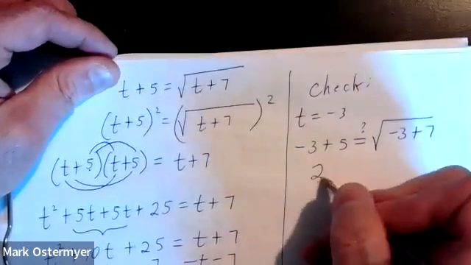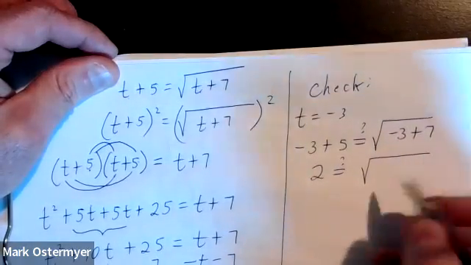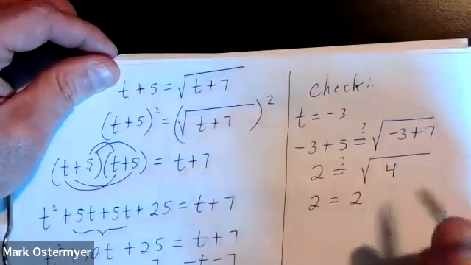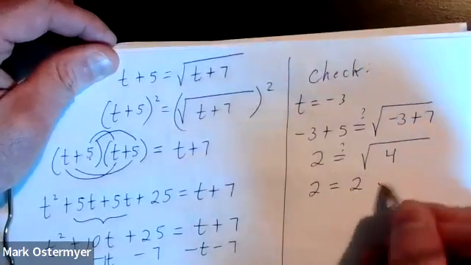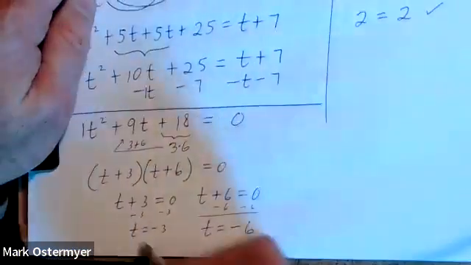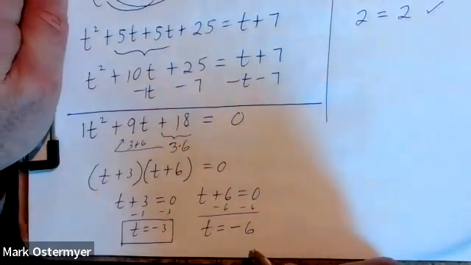Negative 3 plus 5 is 2. So is 2 equal to the square root of negative 3 plus 7, negative 3 plus 7 being 4? And we can see that, yes, it does check out. The square root of 4 is indeed equal to 2. So t equals negative 3 will be retained as one of our solutions to this radical or square root equation.